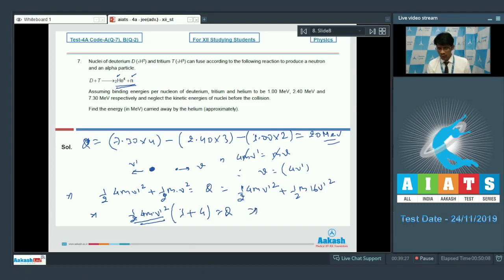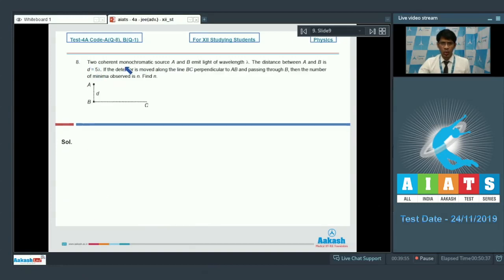It is coming out to be Q is how much? 20, and this is 4 plus 1 5, so I would say 20 divided by 5, it is coming out to be 4 mega electron volt. That's the answer for question number 7. 4 is the answer. Now let's proceed to question number 8. Here in question number 8, two coherent monochromatic source A and B emit light of wavelength lambda. The distance between A and B is d is equal to 5 lambda here.